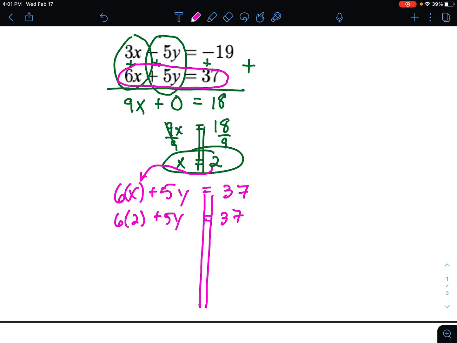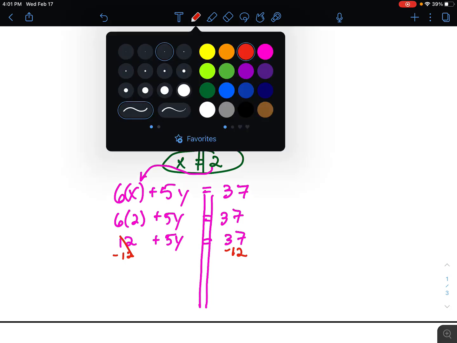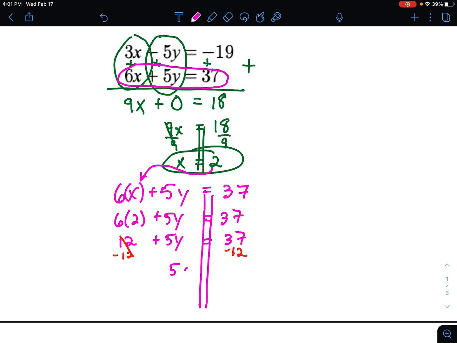Let's just simplify a little bit. 6 times 2 is 12. So 12 plus 5y is equal to 37. Now let's go through our solving steps. So let's go ahead and subtract 12 from both sides to undo the adding, to undo that number that's hanging on the end, and work our way back towards the y and get the equation solved for y. So then we have 5y is equal to 25. 37 minus 12 is 25.